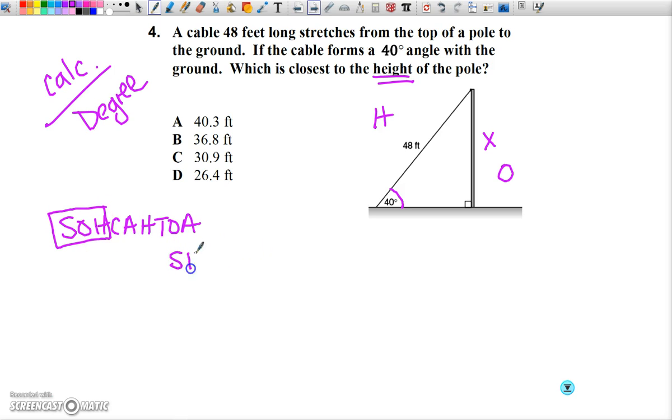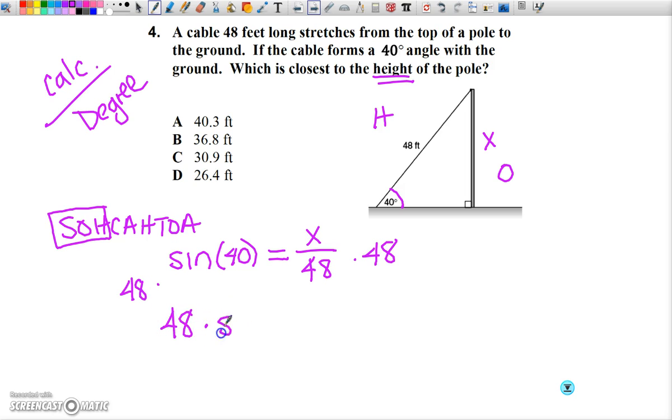So we do sine of 40 equals, we take opposite on top and put it over the hypotenuse, 48. So we're going to multiply by 48 on both sides of our equation to get 48 times the sine of 40, and that equals x because that undoes one another. And when you actually multiply that out, you get that x is about 30.9.